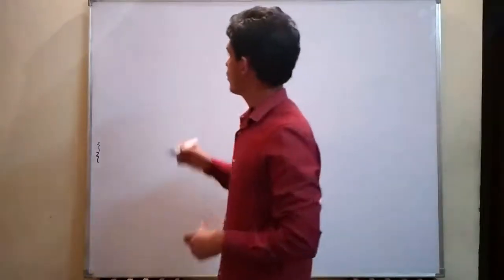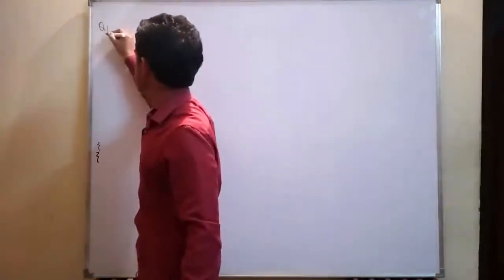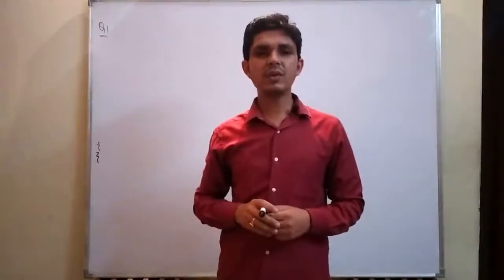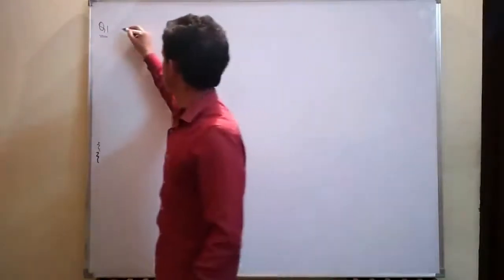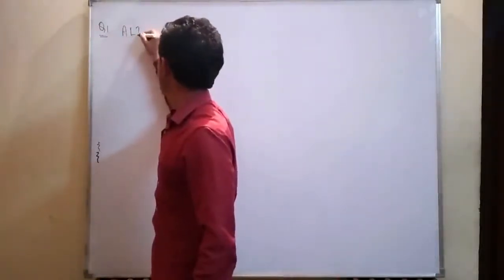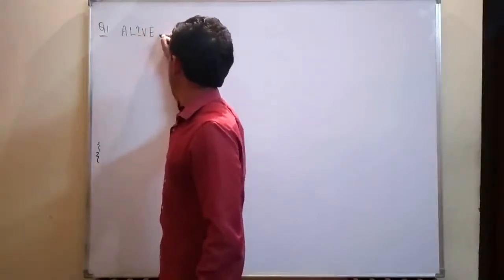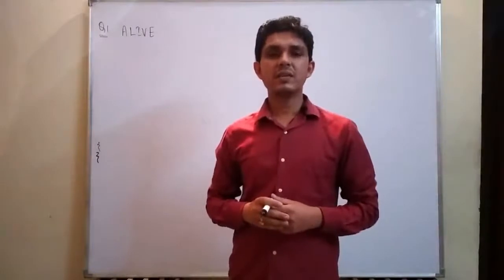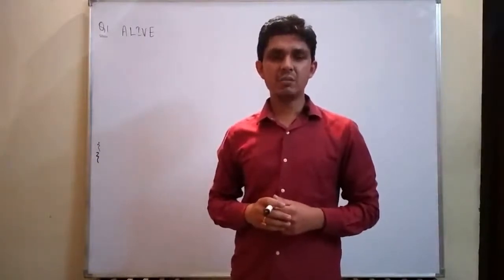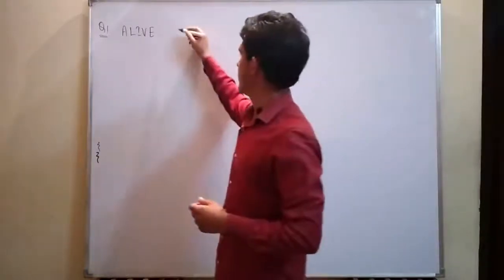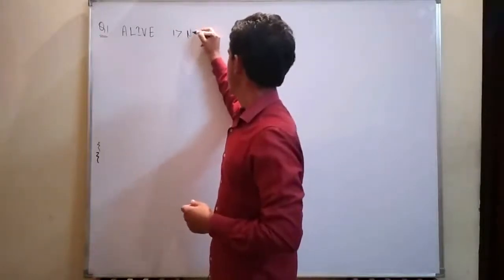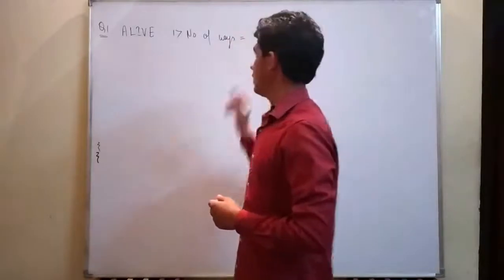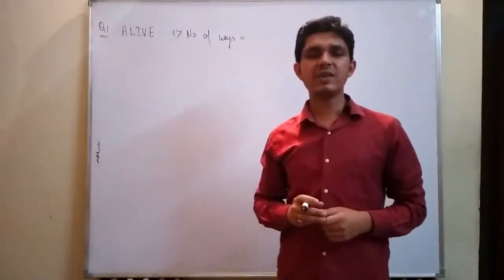Okay. So my first question to you is, suppose I give you a word and the word is ALIVE. The word is alive, and the question is, in how many ways the letters of the word alive can be written? That means my question is the number of ways the letters of the word alive can be written.